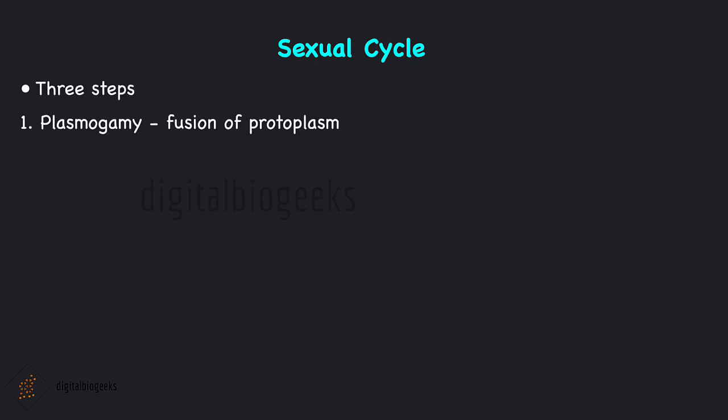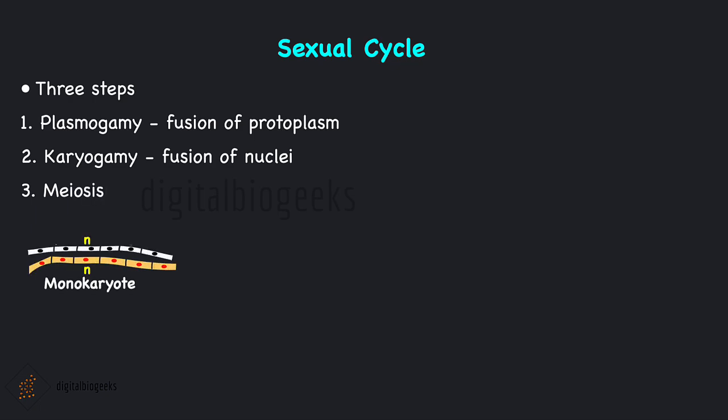The sexual cycle in fungus involves 3 steps. First is plasmogamy, that is a fusion of protoplasm. Next, karyogamy, that is a fusion of nuclei, and then meiosis. Fusion of protoplasm between two motile or non-motile gametes is called plasmogamy. When two haploid hyphae of compatible types come close together, plasmogamy happens. Here, these are haploid cells and they have only one set of chromosomes. That is why they are known as haploid, and in each cell there is only one nucleus. That is why they are known as monokaryotes.